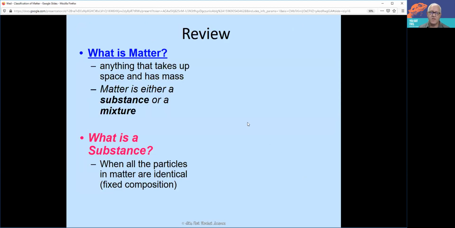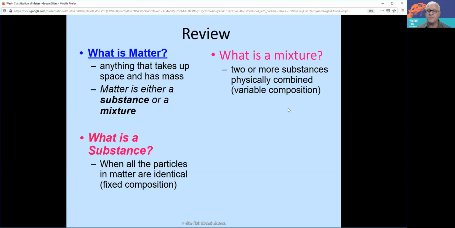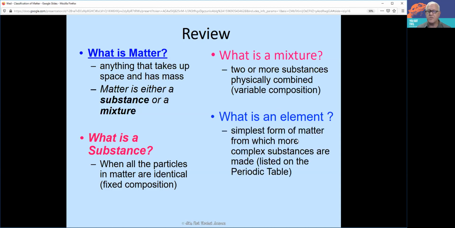So let's review. Matter is anything that takes up space and has mass, and matter is either a substance or a mixture. And what is a substance? A substance is when all the particles of matter are identical in a fixed composition. A mixture is two or more substances physically combined, a variable composition in there. And an element is the simplest form of matter from which more complex substances are made, and each of those elements is listed on the periodic table of elements.